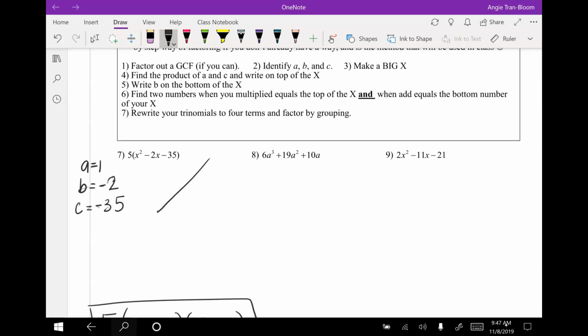And if you don't remember how to factor, this is how we do it. On top of the x, it says the product of what? Product of what? A and C. So here's A, here's C. The word product means you multiply, you add, you subtract, or you divide. Multiply. What's A times C? Negative 35. You put it on top of your x.